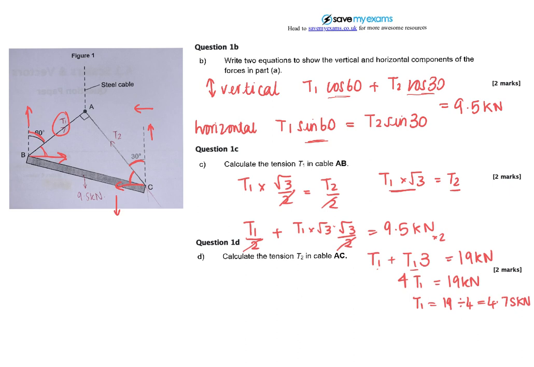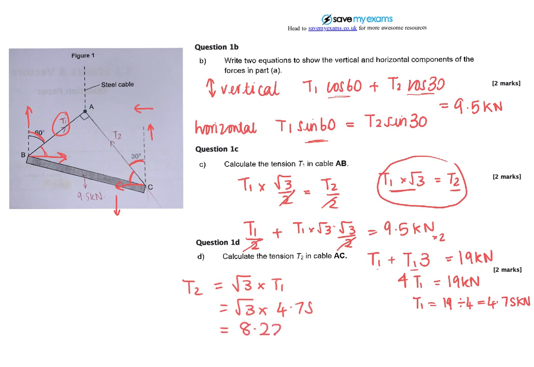And finally, we've got to calculate the tension T2 in cable AC. That's really easy now, because a minute ago we worked out that T2 is equal to root 3 times T1. So we just take that T1 value and times it by root 3. So 4.75 kilonewtons times root 3, and you get 8.22 kilonewtons. Everything in this question was to two significant figures, so we should round that at the end to two significant figures, so you get 8.2 kilonewtons instead.